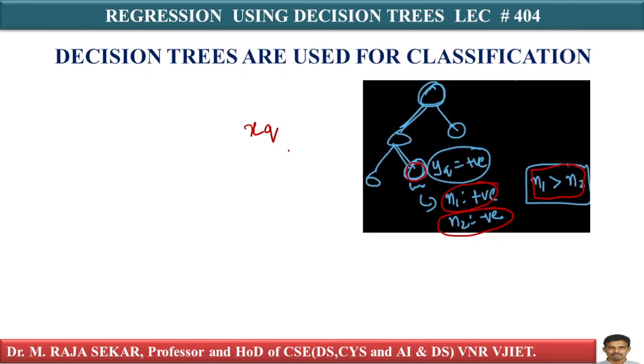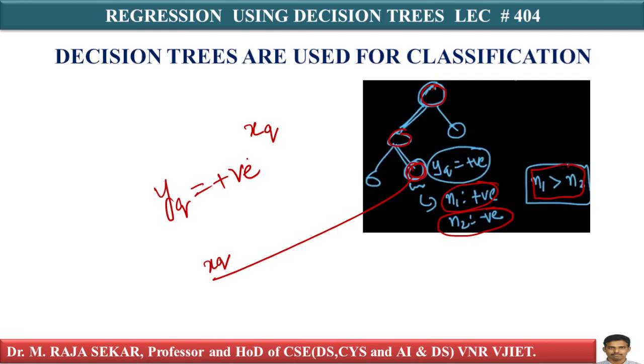Given a query point xq, using these conditions, if the query point arrives here, I will declare its class label. What is my class label? Yq is positive, because we have more positive points than negative points. This is how my decision tree works for classification.